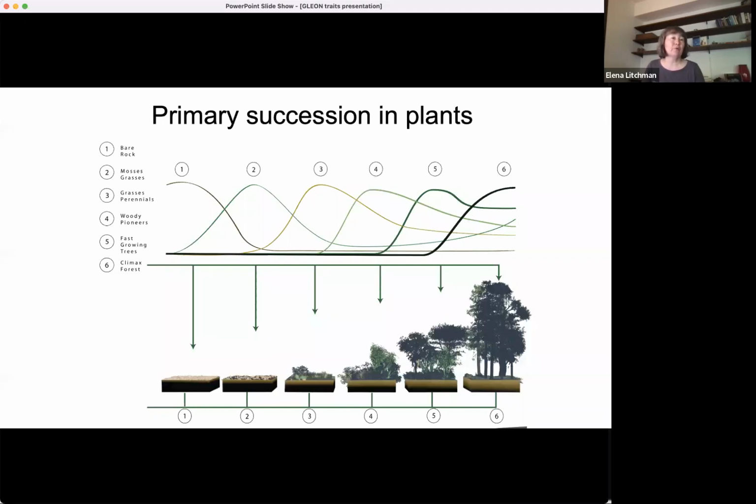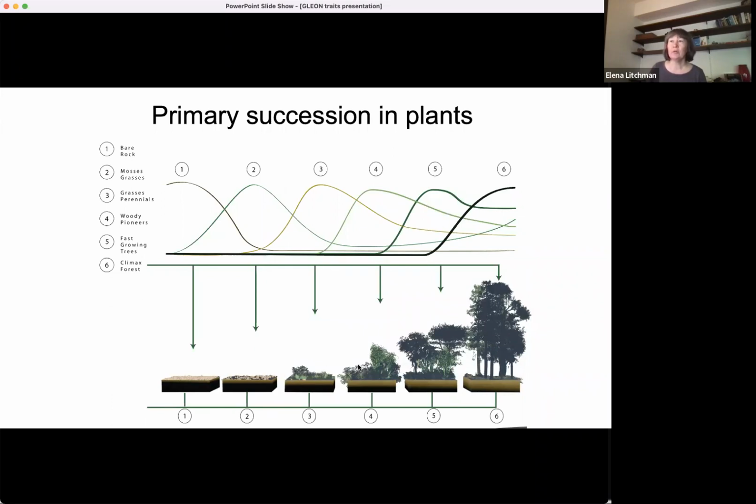So just to illustrate how traits can help us think mechanistically, we could go to the terrestrial realm and think about the primary succession in plants. So we all know from our high school or early university studies that the primary succession starts on bare ground, and first colonizers are mosses, lichens, and other similar organisms. Later on, the succession leads to the dominance of different species. And finally, we have shrubs and trees.